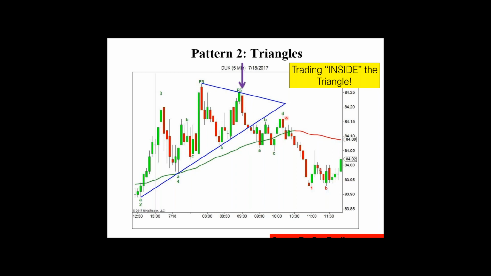Because by the time you get a technique that everybody and their parakeet knows, it stops working or it gets messy, just like that. So no, I go short here. This is how I trade triangles.